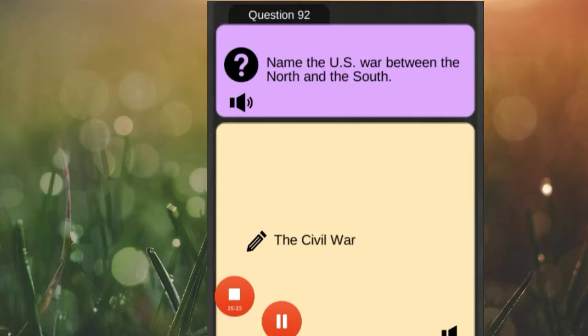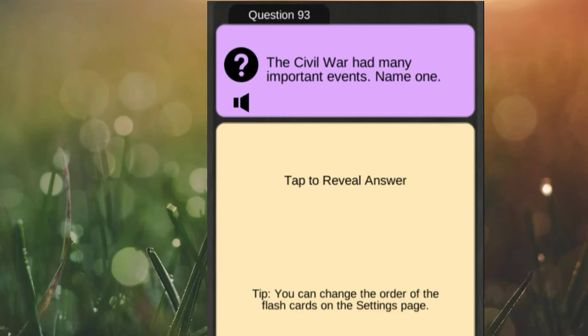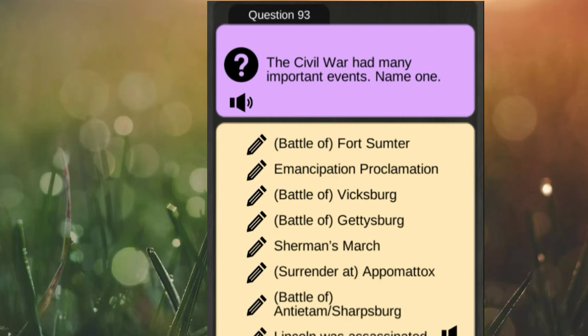Name the U.S. war between the North and the South. The Civil War. The Civil War had many important events. Name one. Battle of Fort Sumter. Emancipation Proclamation. Battle of Vicksburg. Battle of Gettysburg. Sherman's March. Surrender at Appomattox. Battle of Antietam, Sharpsburg. Lincoln was assassinated.